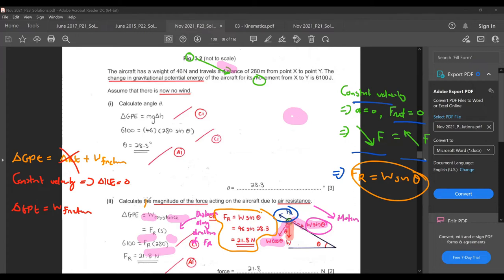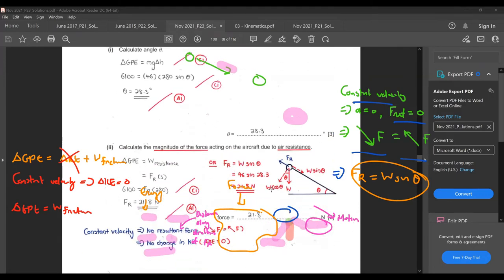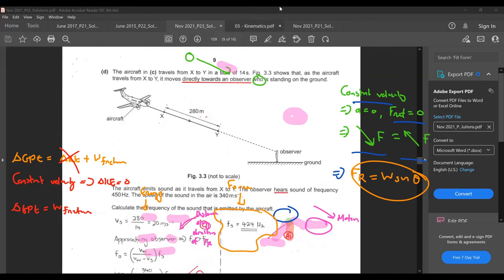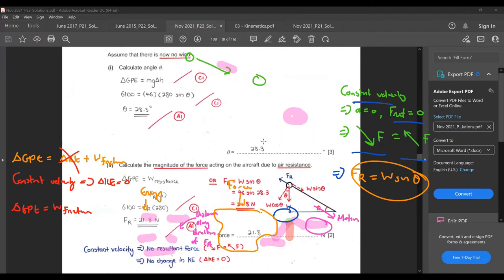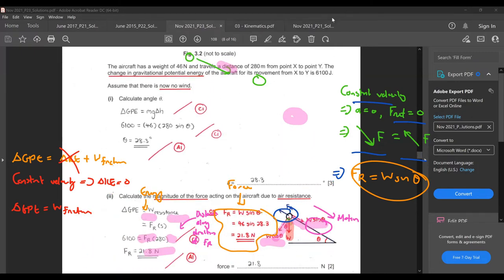The first one here is using energy to solve. The second one is using force to solve. Okay, so there are two different ways to solve this same question. Okay, so that one is okay. The next part will be on Doppler effect. Doppler effect, I think this one should be pretty straightforward.